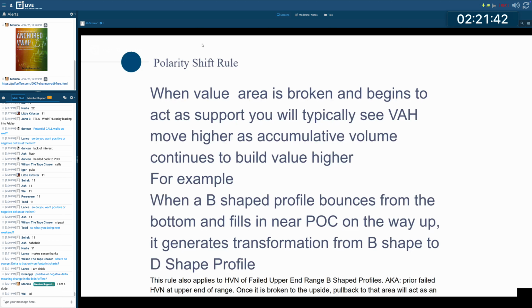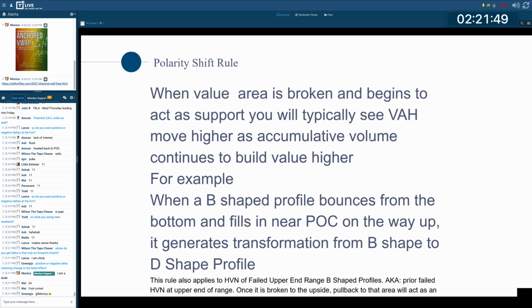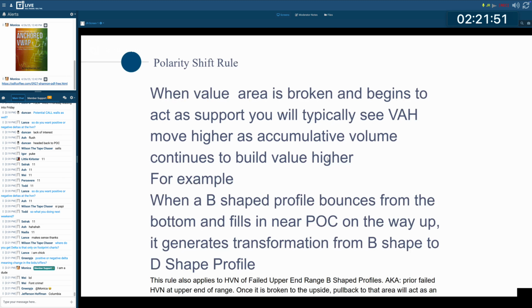I apologize. All right. So when value area is broken and begins to act as support, you will typically see value area high move higher as the cumulative volume continues to build value higher. For example, when a B-shaped profile bounces from the bottom and fills in near point of control on the way up, it generates a transformation from B shape to D shape. Okay, so there's a lot there.